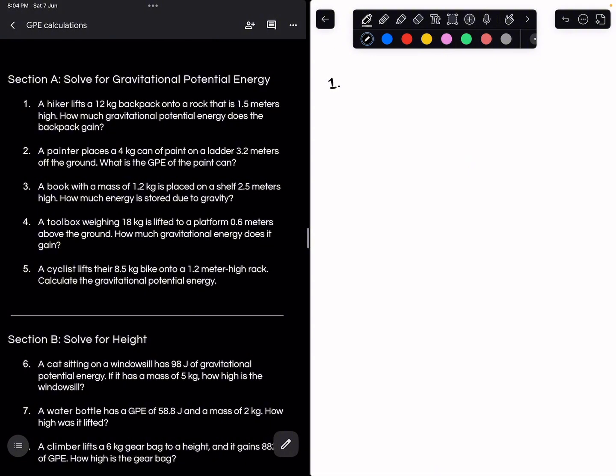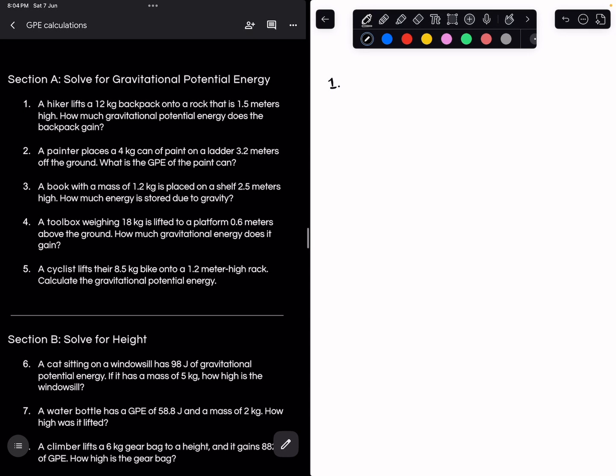So the first section, as you can see on the left, is solving for gravitational potential energy. The first question is asking us, a hiker lifts a 12 kg backpack onto a rock that is 1.5 meters high. How much gravitational potential energy does the backpack gain?